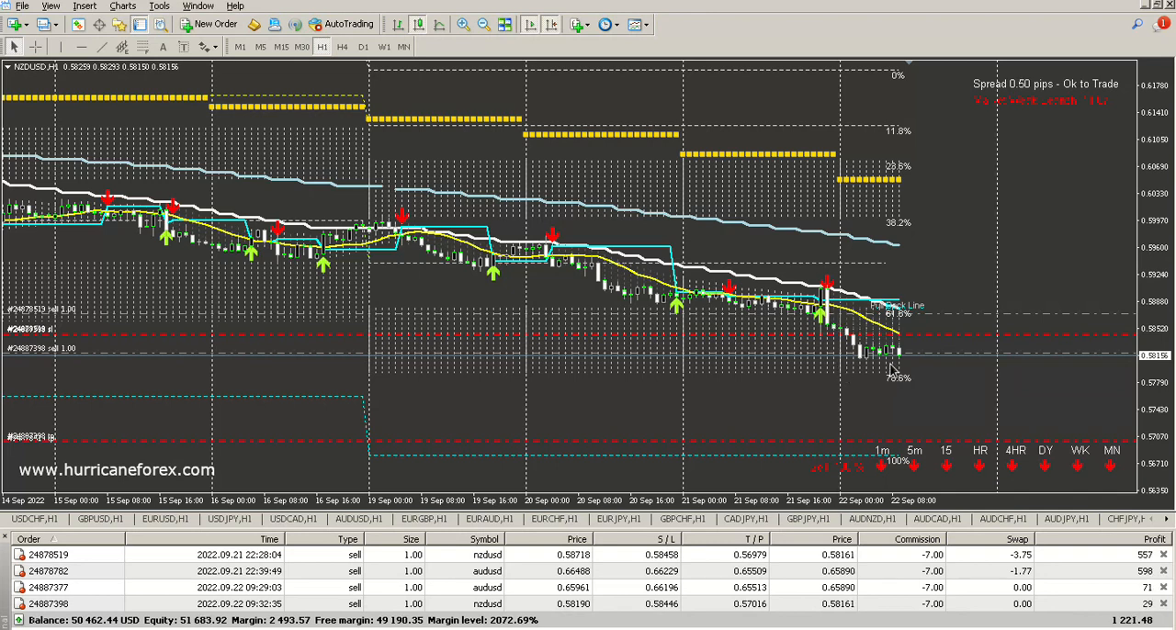My first target was this 78.6%, which you can see it nearly got to, but it kind of stalled there, which is kind of expected. It stalled around that sort of area. Remember, these are sort of rough lines, and so I'm expecting further downside.